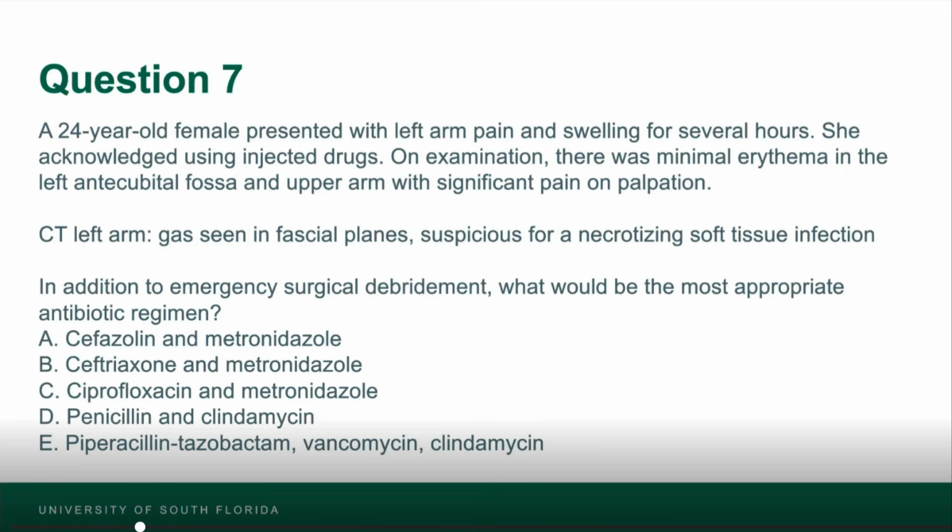Acknowledged using injected drugs. On exam, there's minimal erythema in the left antecubital fossa, upper arm with significant pain on palpation. Mass is seen on the fascial plane, suspicious of necrotizing fasciitis. In addition to emergent surgical debridement, what would be the most appropriate antibiotic regimen?